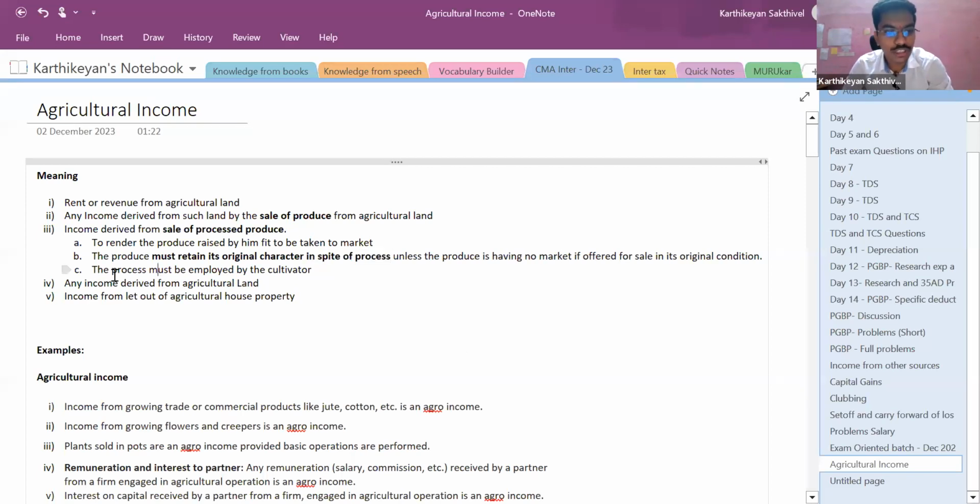Next, the process must be employed by the cultivator himself. So you should not outsource this process basically.